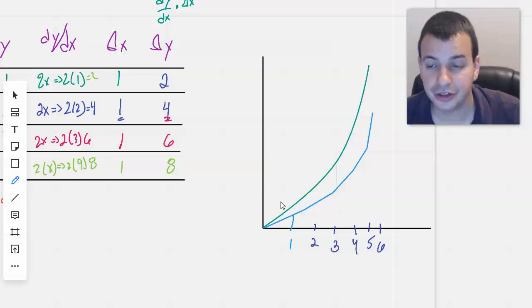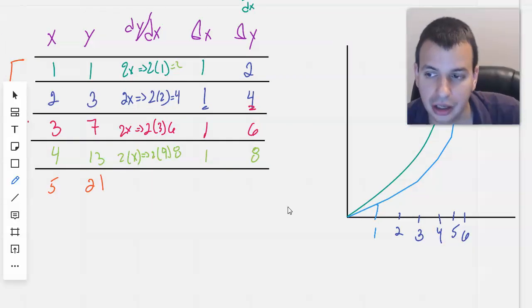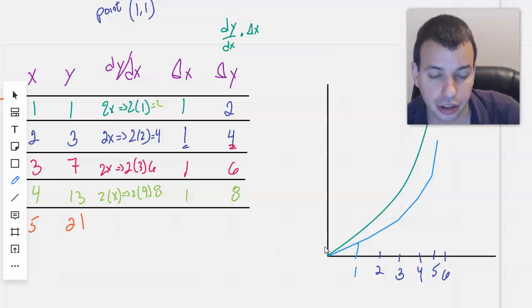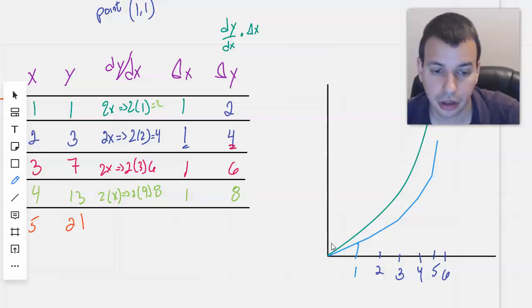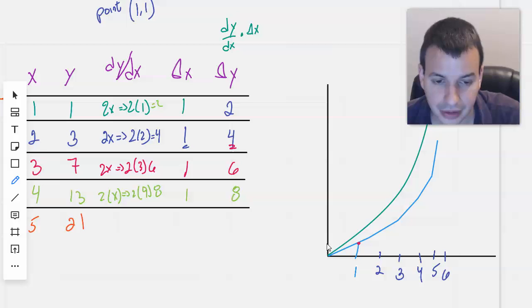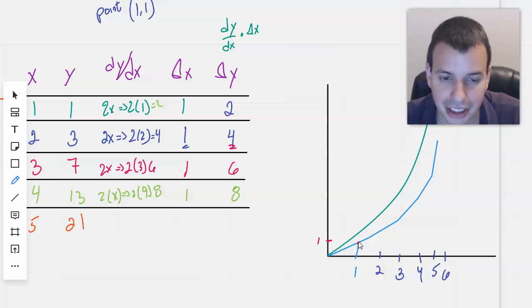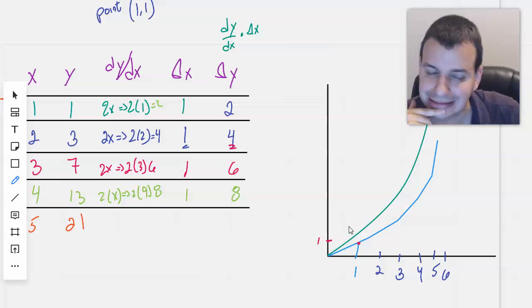Okay. So for us then, what we had was, different color, we had the point 1, 1. That started off correct. And that one should probably actually overlap with the real one. It didn't.